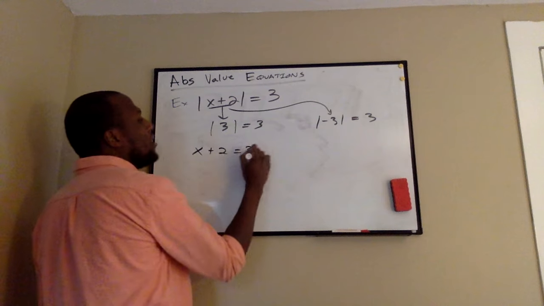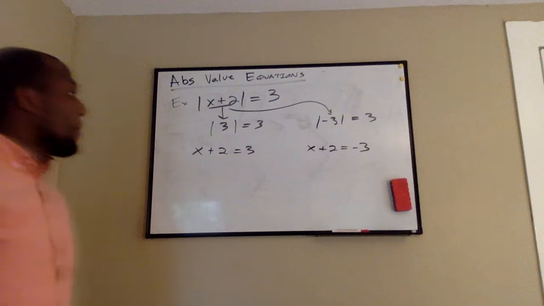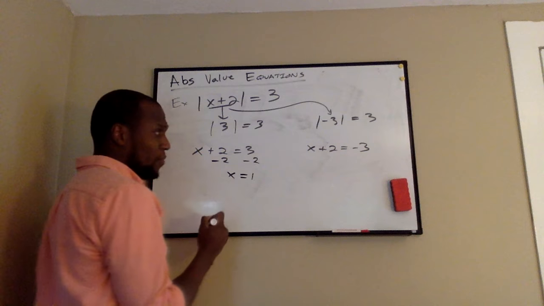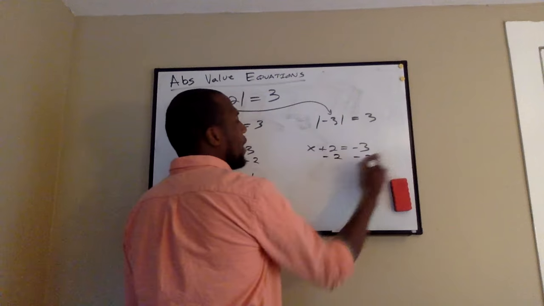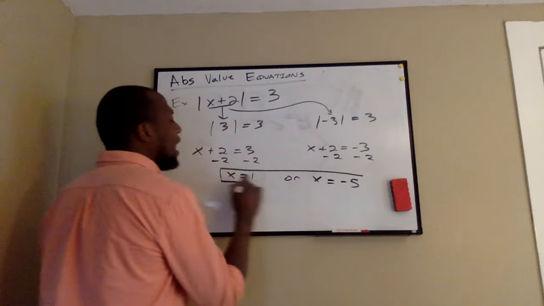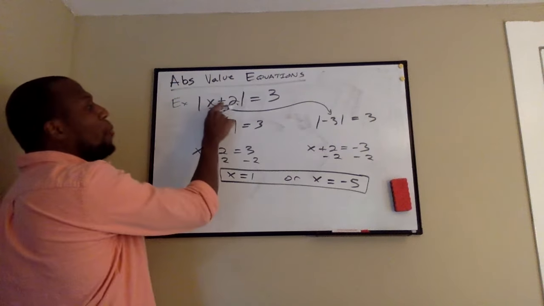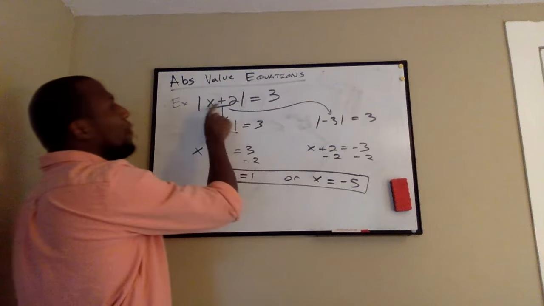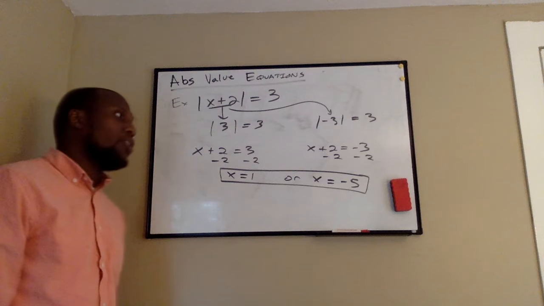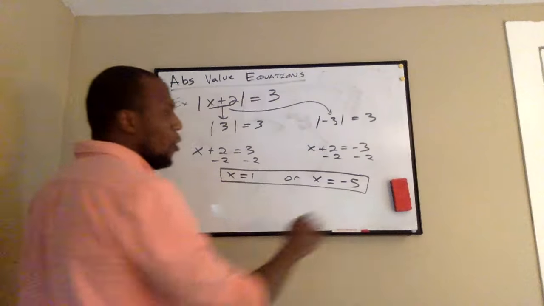x plus 2 is equal to +3. x plus 2 is equal to -3. Subtract 2, I get x is equal to 1. Subtract 2, we get x is equal to -5. It can be both of these answers. We get 2 solutions. That's pretty cool. So I can plug that in. 1 plus 2 would give me +3, -5 plus 2 would give me -3, and the absolute value of both of those would lead us to a +3.